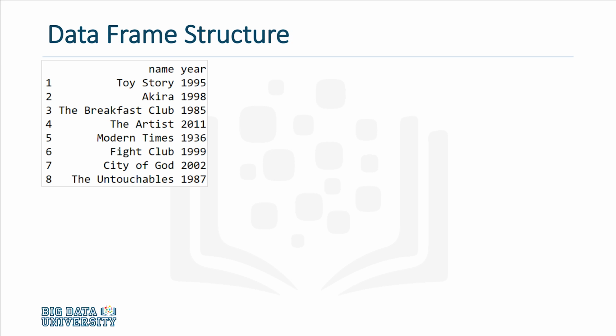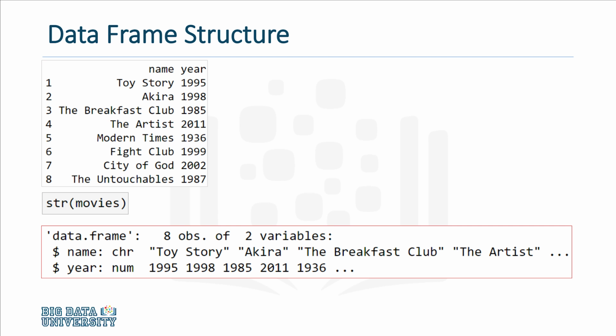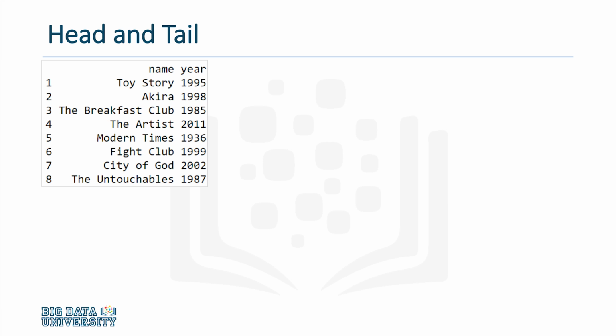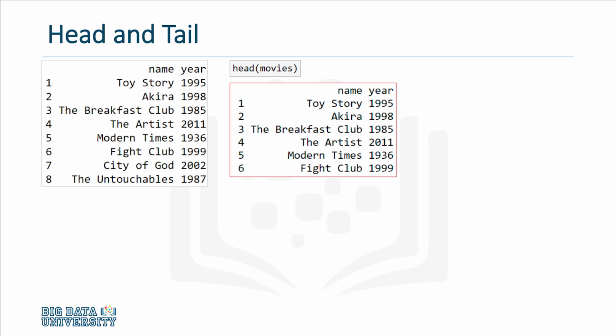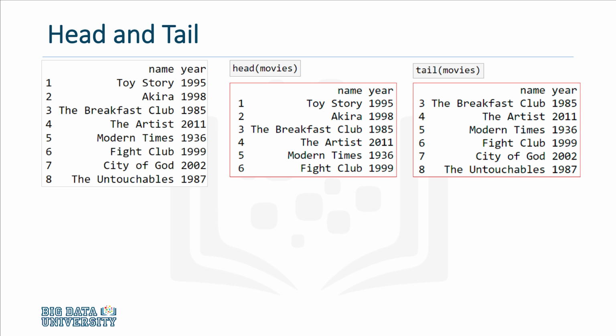To get some information about the data frame structure, you can pass the data frame as an argument to the str function. In the output, we can see the number of objects and variables, as well as the variable's type and content. The head and tail function can be used to look at the beginning and end of a data frame, respectively. The head function will display the first 6 elements, as you can see here. The tail function will similarly show us the last 6 elements of the data frame.